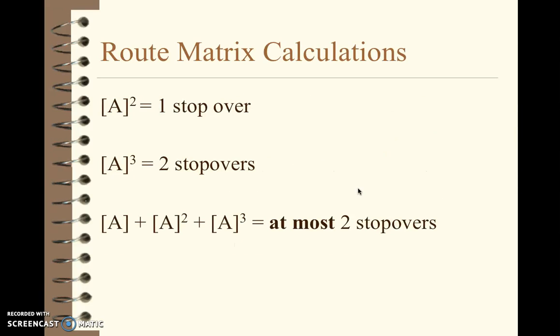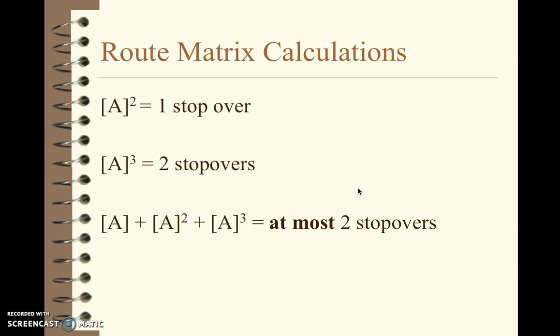All right, so if we squared our original route matrix, we end up with our matrix showing all of the route calculations for one stopover. If we were to cube our original direct route matrix, we would find out what our matrix would look like showing 2 stopovers. And if we want to find out what a matrix would look like with the information that gives us at most 2 stopovers, we add all of those 3 matrices together.